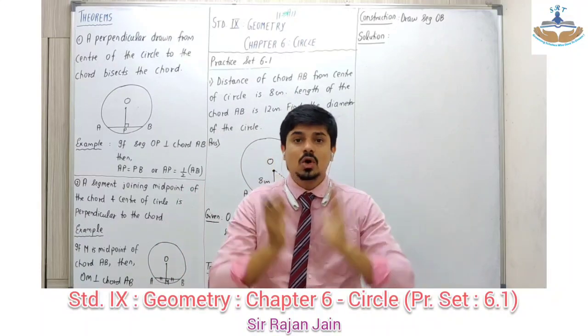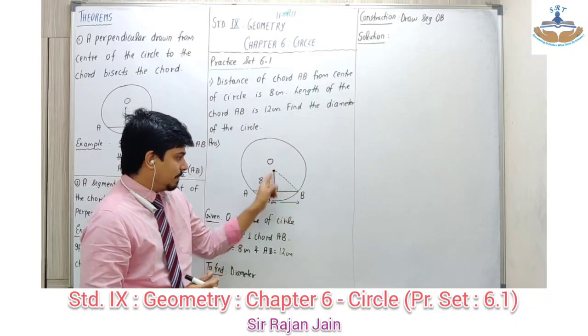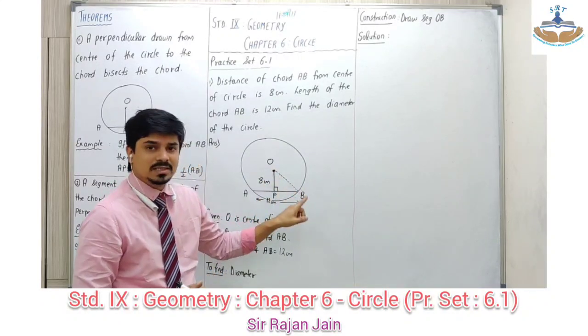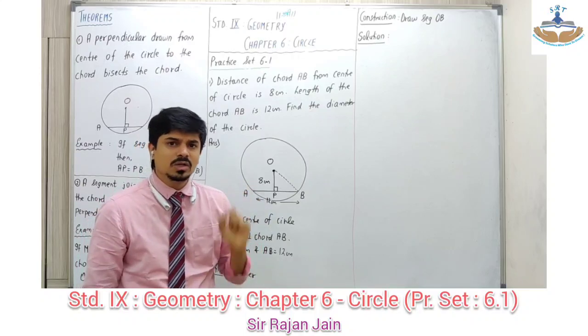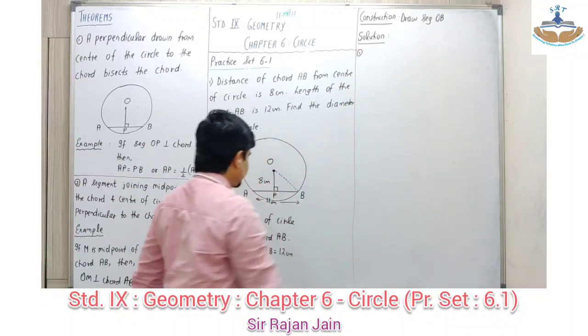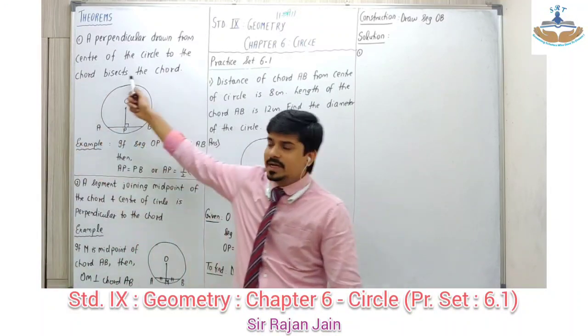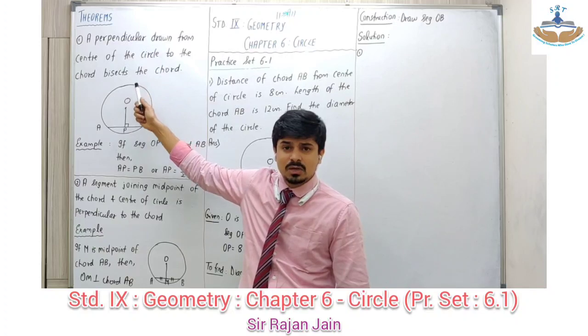समझा? So what is the logic of the sum? Look here. सबसे पहले I'll get PB. After that I'll apply Pythagoras. I'll get OB. Once I get radius, radius को double करो, you'll get the diameter. Okay? Now let's see the solution. First step. I want PB. To get PB, I'm using the theorem perpendicular drawn from center of the circle to the chord bisects the chord.